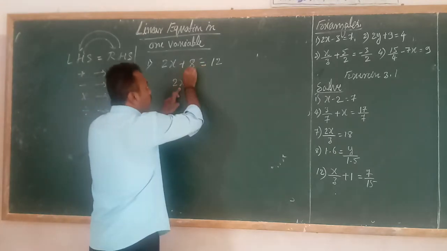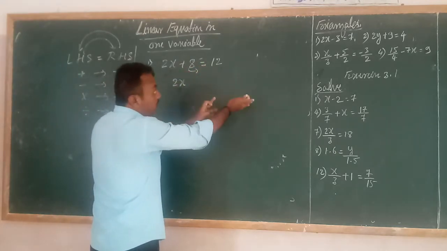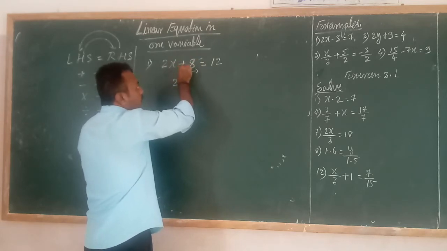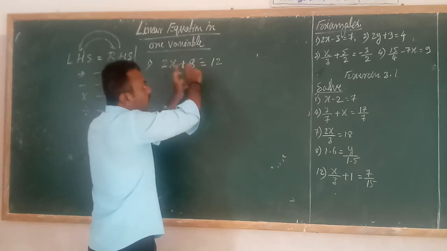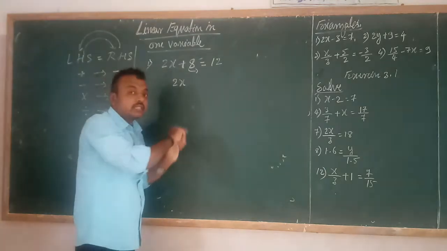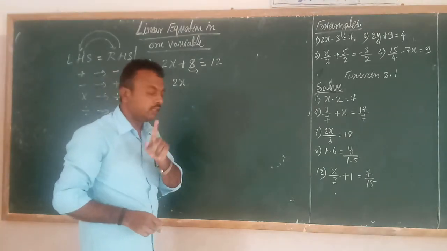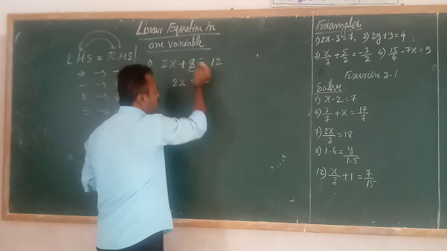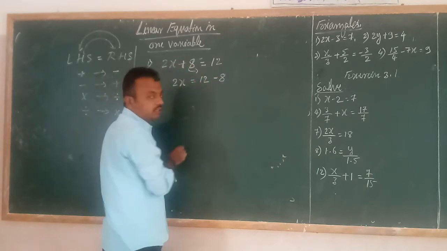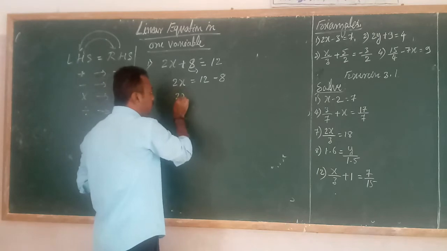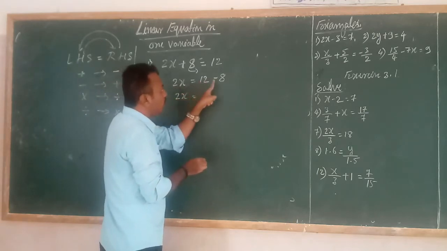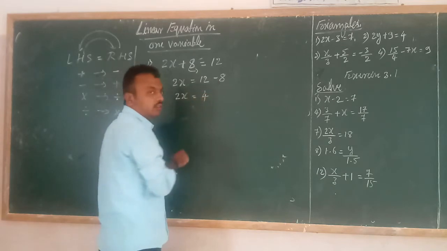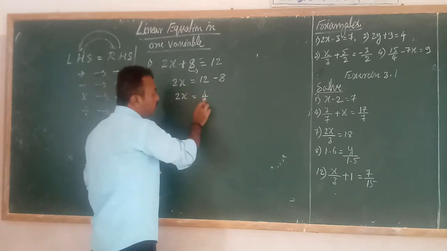So now, plus 8 I will send to the RHS side from the LHS. So 8 has which sign? Yes, plus. If plus 8 goes to the RHS, what does it become? Minus 8. Now 12 I will write as it is, and plus 8, when it comes across, is minus 8. So now 2x is equal to 12 minus 8, what will it become? Yes, 4. Okay, 2x is equal to 4.